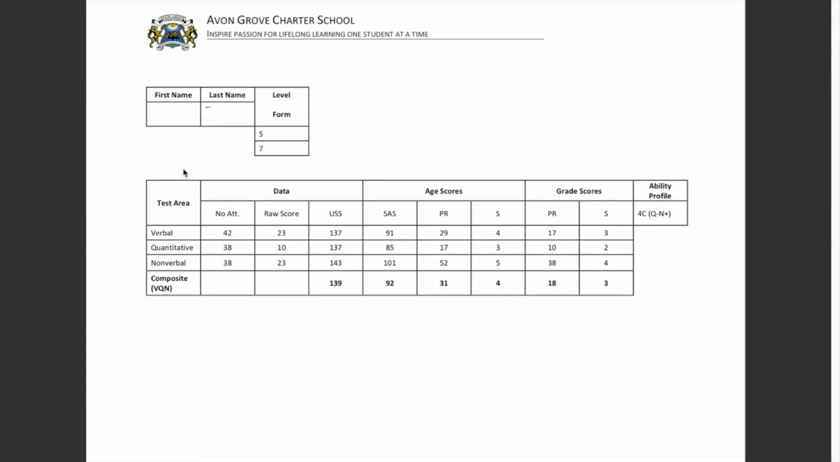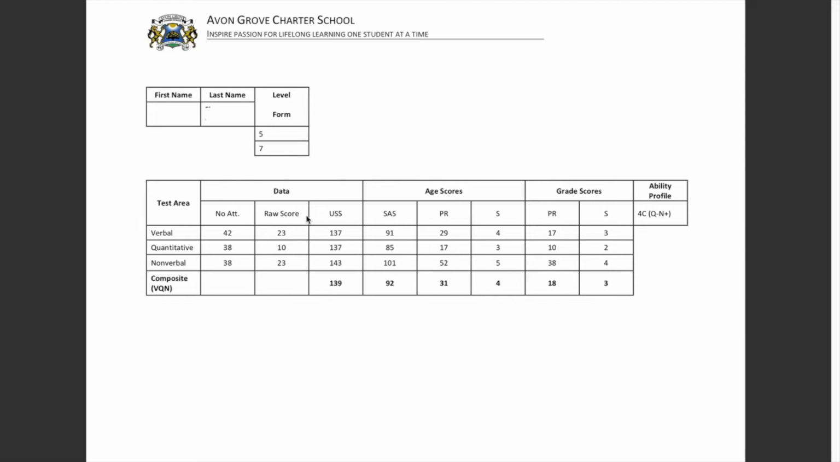The CogAT assessment is broken into 3 different assessment batteries: verbal, quantitative, and nonverbal. And then the composite VQN score is an average, basically, of the 3 sub-test batteries put together. The first column is our number attempted column. This indicates the number of questions within the sub-test that the student submitted an answer for.